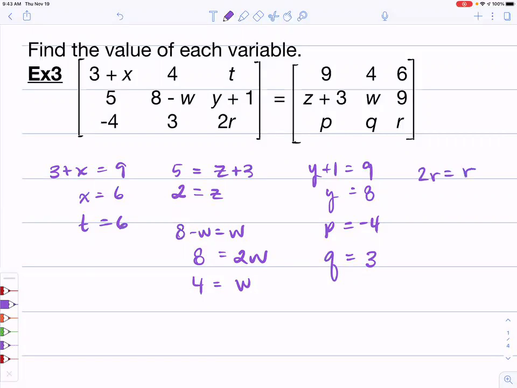And then the last one, 2R equals R. What should I do with that? What am I trying to isolate? Uh-huh. How? So when you say bring it to the other side, what operation are you using? Okay, so let's subtract R on both sides.